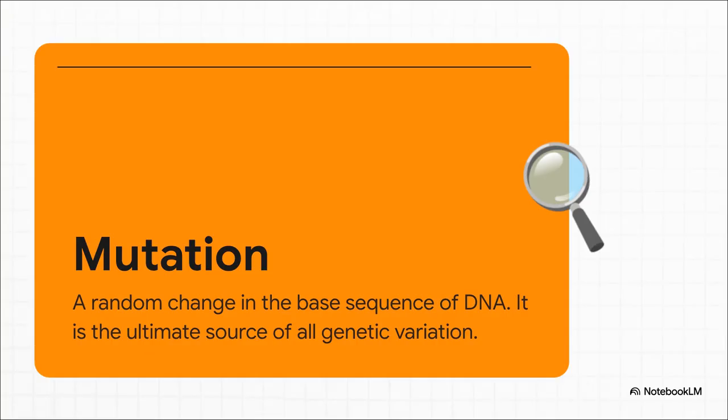And this typo has a scientific name. It's called a mutation. It's just a random change in the DNA sequence. You can literally think of it as a single letter getting changed in a recipe. Now look, most of these changes don't really matter. Some of them can even be harmful. But every once in a while, a typo creates a brand new, slightly different version of a recipe. And these variations, this is the raw material that fuels all of life's incredible diversity.